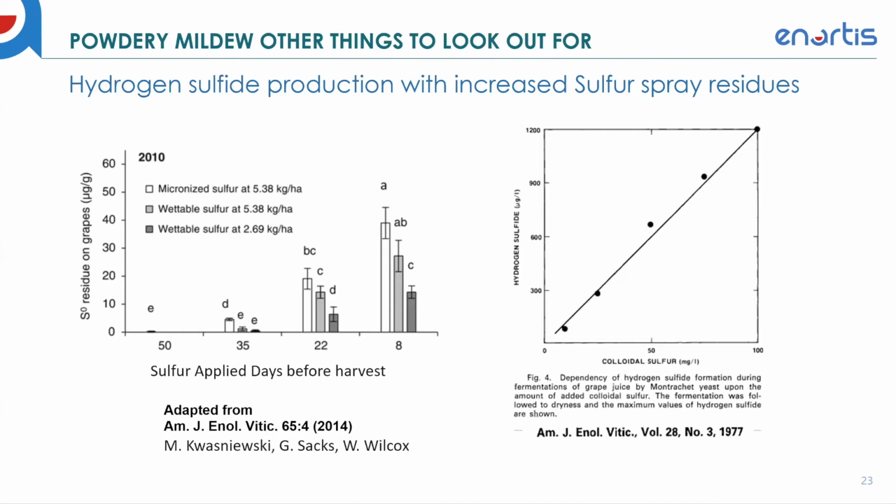And as you look on the right, you can see that as you increase the amount of colloidal sulfur in the must, you increase the production of hydrogen sulfide. So hydrogen sulfide is a rotten egg aroma, and it can lead to other sulfides being formed. And so decreasing the amount of hydrogen sulfide is important because we don't want our wines to smell like rotten eggs for many reasons.